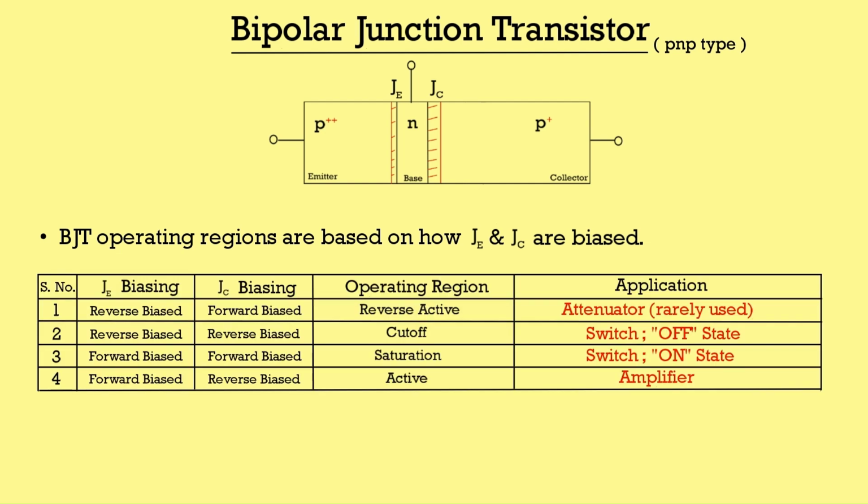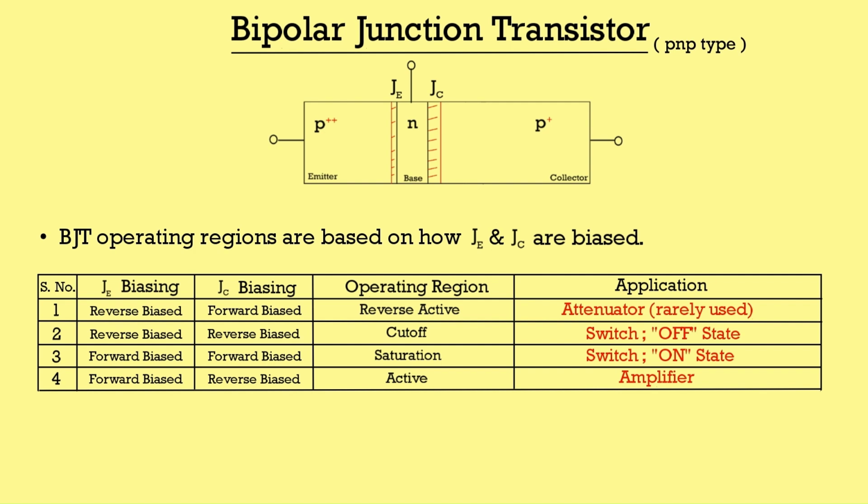The possible cases of biasing of the 2 junctions are represented along with the common names for the configuration in which the BJT is being used, along with their most important application. Saturation region and cutoff region together bring the application of BJT as a switch. Saturation is the on state of the switch, whereas cutoff is the off state. The case in which the emitter junction is reverse biased and the collector junction is forward biased is called reverse active. This works as an attenuator, but practically it is rarely used.